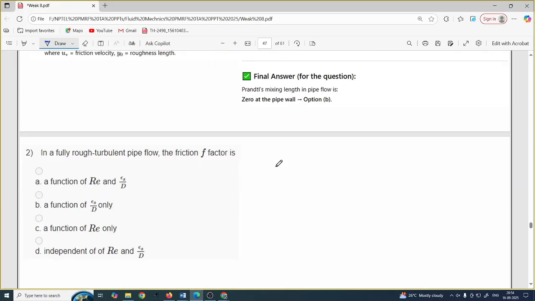Now coming to the next question. In fully rough turbulent pipe flow, the friction factor is a function of Reynolds number, and d is the diameter, and a function of epsilon s divided by d, or independent of Reynolds number, and this epsilon s by d is the relative roughness.